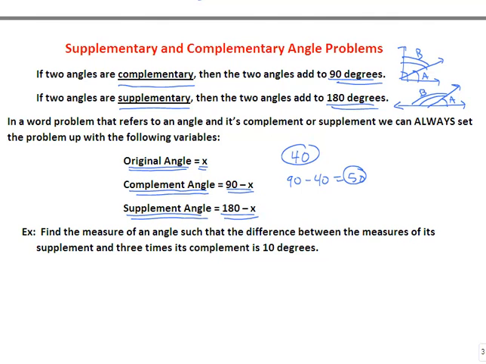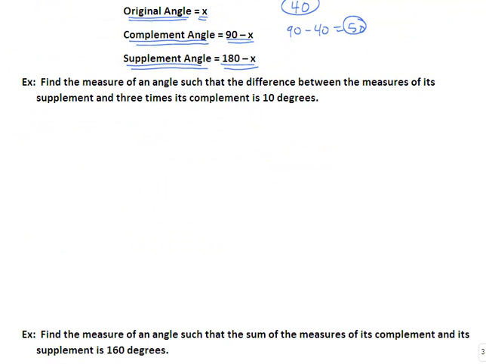Okay, so let's see an example. In this first example, it says find the measure of an angle such that the difference between the measures of its supplement and 3 times its complement is 10 degrees. Now, as soon as I read that problem, as soon as I see the word supplement or complement, I'm going to immediately write down the following 3 things.